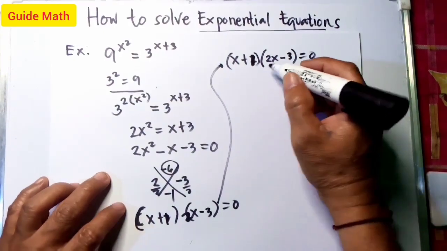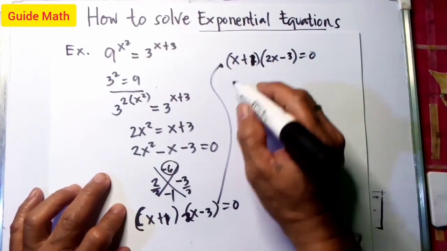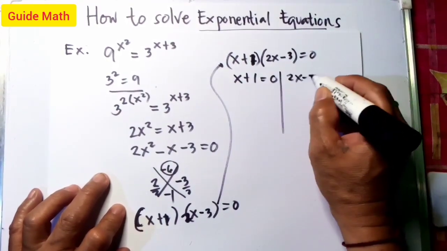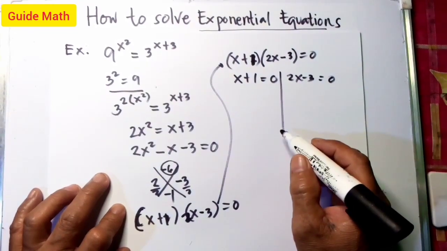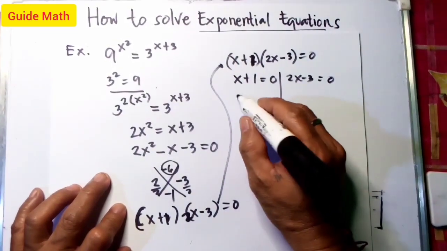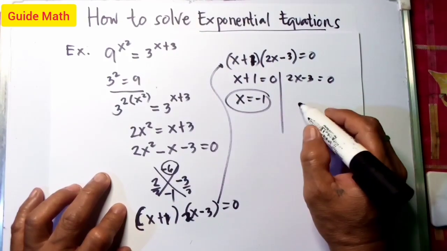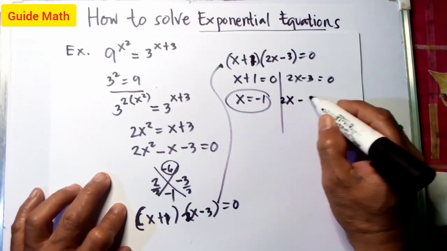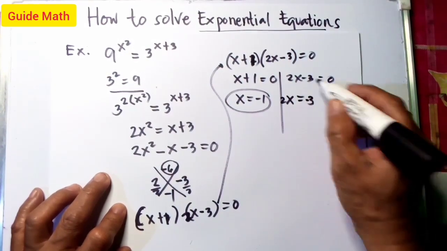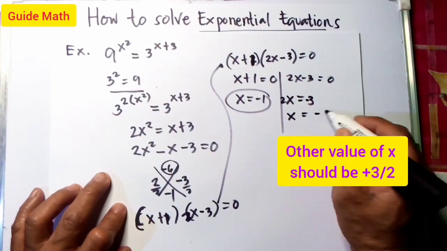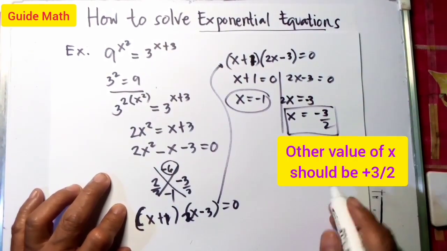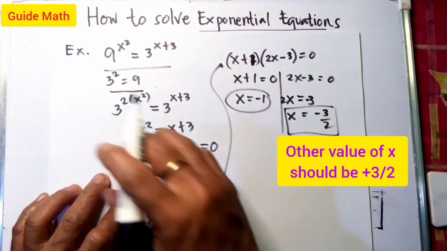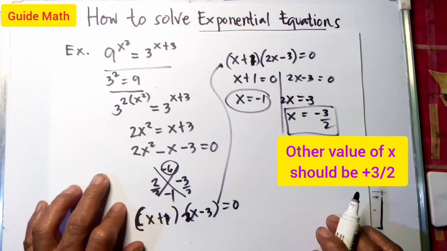Okay? So, then after that, if we solve the resulting equation, we have x plus 1 is equal to 0. Then we have 2x minus 3 is equal also to 0. Then we are going to solve this. x is equal to negative 1. So, that is our first value of x. Then we have 2x is equal to positive 3. No, sa kabila. Then, x now is equal to 3 halves. So, these are the values of our x if the given exponential equation is 9 raised to x squared is equal to 3 raised to x plus 3.